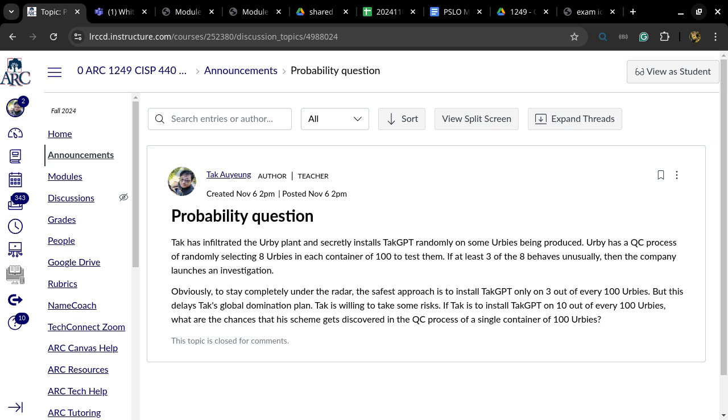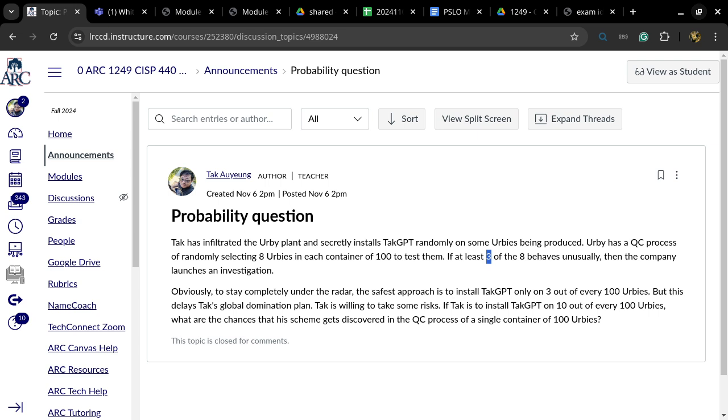All right, let's go ahead and just read this question and figure out how to solve this problem. So the key here is every box of Urbies has 100 toys in it. The quality control process will randomly choose 8 of the 100 Urbies and test them to see whether they are operating correctly or not. If at least 3 out of the 8 being sampled are behaving unusually, then the company will launch an investigation to examine the entire box and try to figure out why they're behaving unusually.